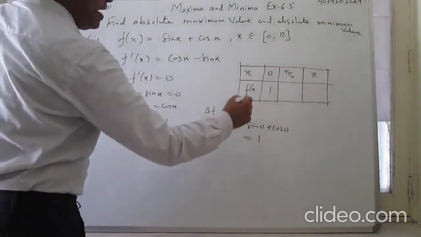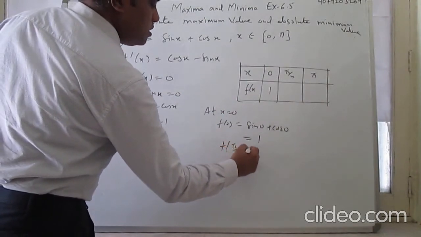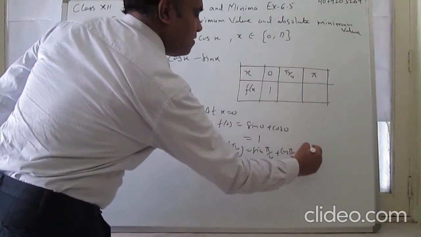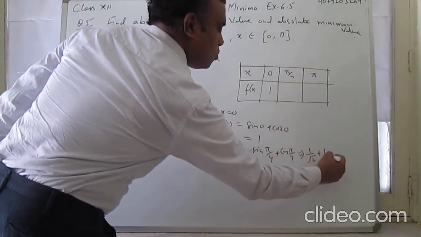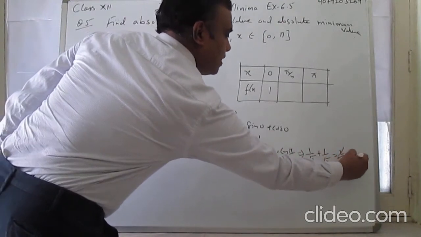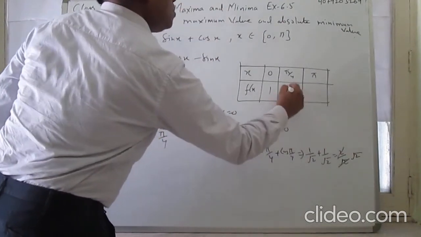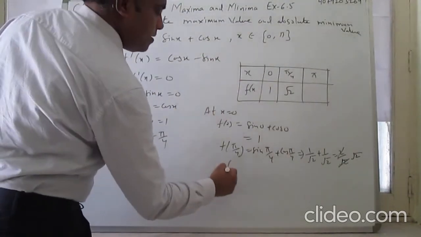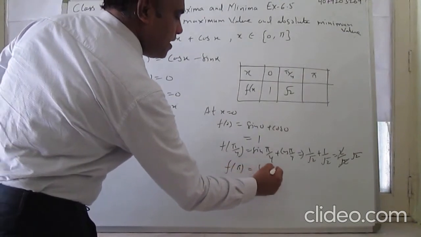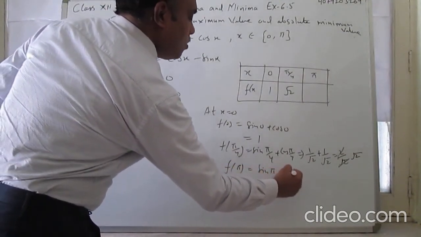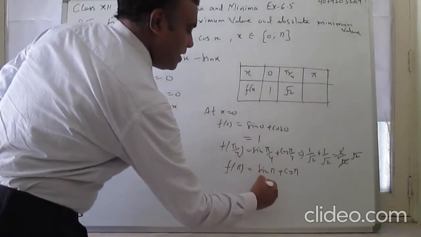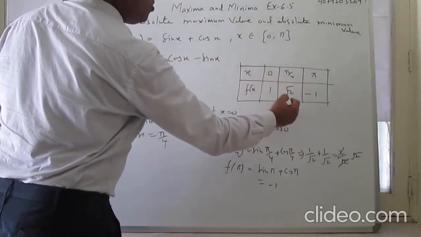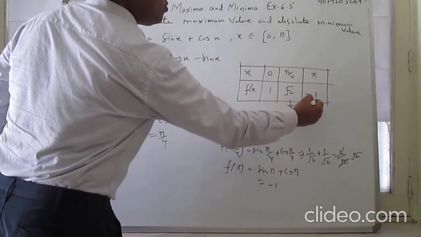At pi by 4, what will come? sin pi by 4 plus cos pi by 4, that is 1 by root 2 plus 1 by root 2, 2 upon root 2, that is root 2. Now the other is pi. At pi, what will come? sin pi plus cos pi. sin pi is 0, cos pi is minus 1. So what is the absolute maximum? Root 2. This is the absolute maximum and this is the absolute minimum.